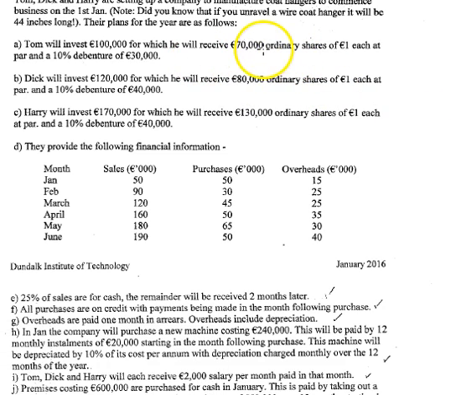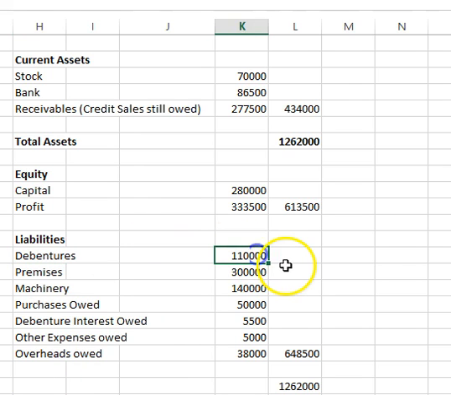Tom had 30,000 of a debenture, Dick had 40,000, Harry had 40,000. We simply add those three together, and that will show us debentures of 110,000. The premises. We're looking at what is still owed on the premises.